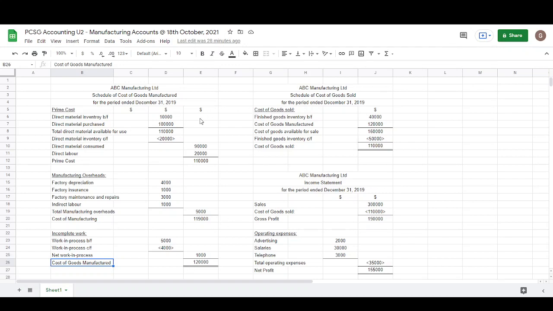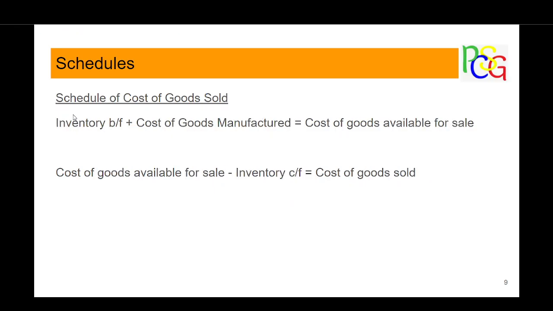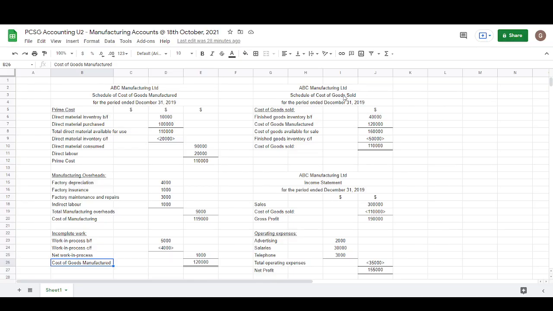So the next schedule you have to prepare is, according to our notes, the cost of goods sold. So we head it up similarly to the previous schedule, just we will change the terminology because it's a different schedule. So the only section would be the cost of goods sold, because that's what we're trying to find. So we have our finished goods inventory brought forward. So this would be the finished goods that we had in the previous period but weren't sold. So we still have it for sale this period.